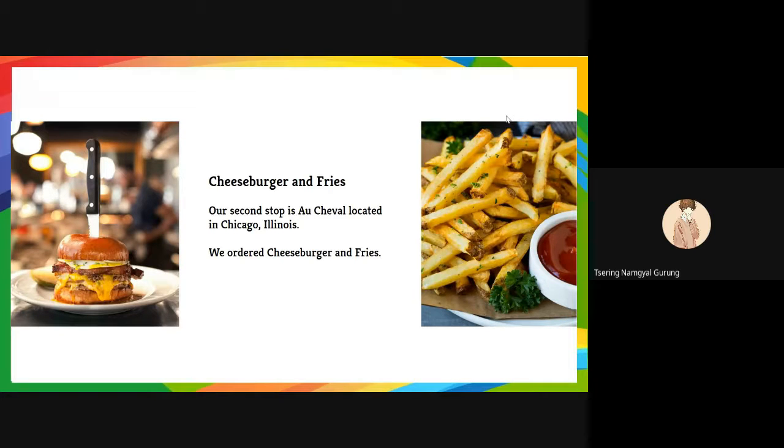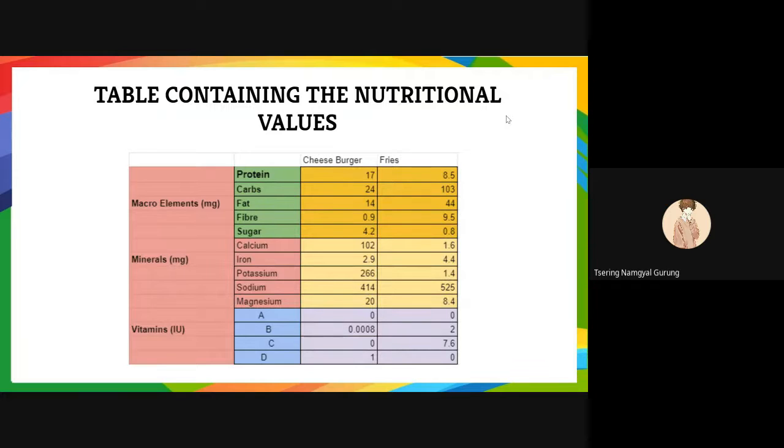The taste of the burger, cheeseburger and French fries was so nice, and it was so different from what we usually have in our own locality. So after we had the French fries and the cheeseburger over there, we wanted to know the nutrition contents and micronutrient contents of it. So we did some research. From the research, we found out the micro element contents, minerals and vitamin contents.